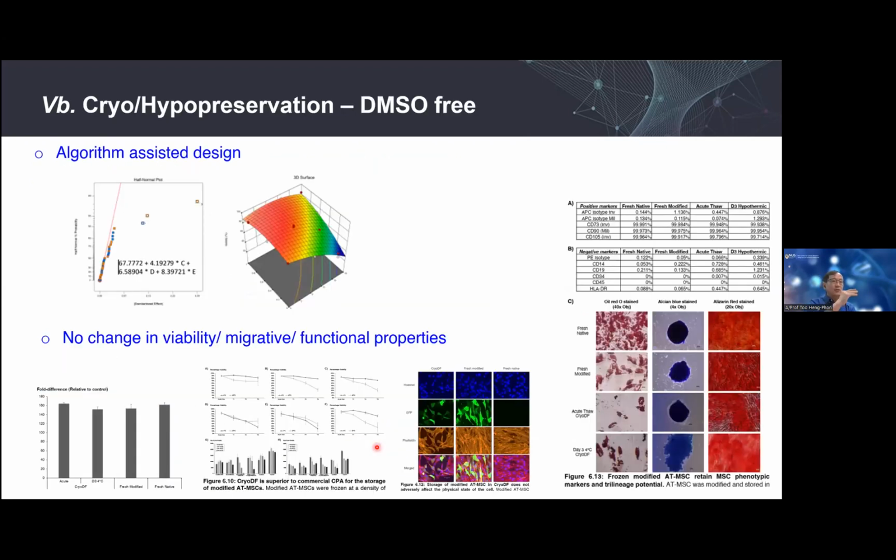We also now have to think about how you are going to take it away and inject it into humans one day. So we have developed our own preservative. It's DMSO free. We did it by algorithm-assisted design. We do a lot of math and stuff like this. We found out a certain kind of mixture is great. And these are all clinical grade materials that we can use. And we can actually see that it does not change the cells after you have cryopreserved.